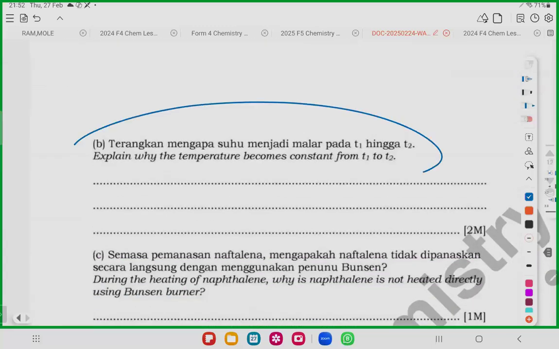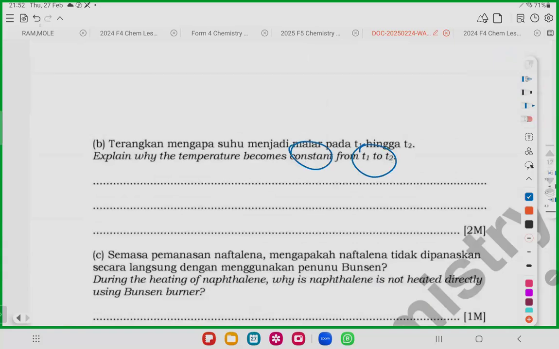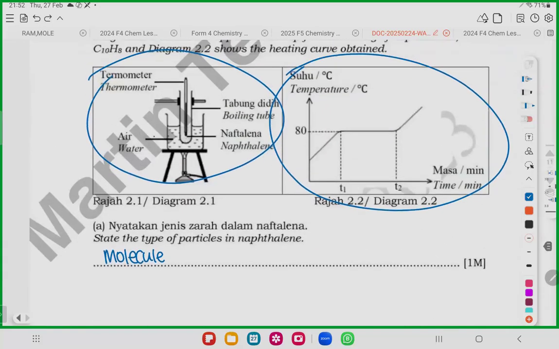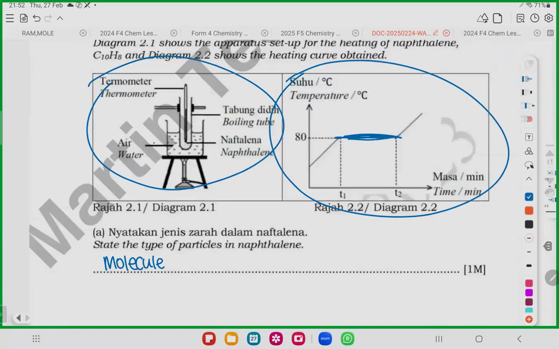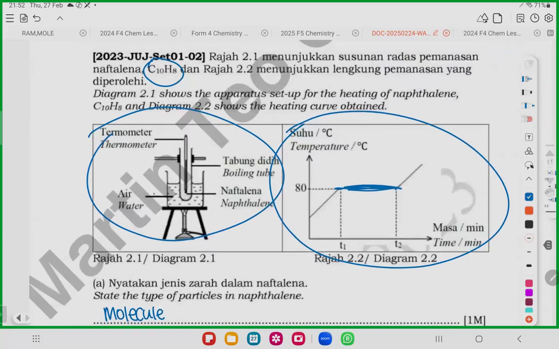Okay, see? Why the temperature is constant? Constant means no change from T1 to T2. So T1 to T2, it's here. They love the question, right? They always love to ask why the temperature didn't change. Okay, so what is this process? So this process, you heat a solid, it's melting.